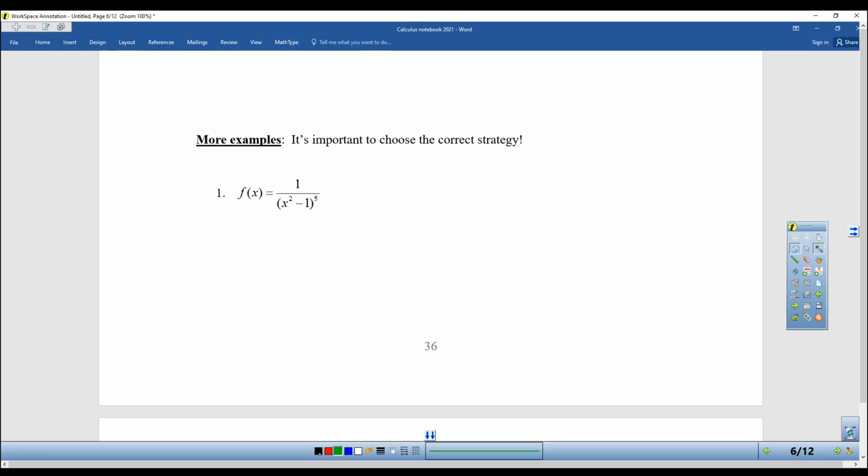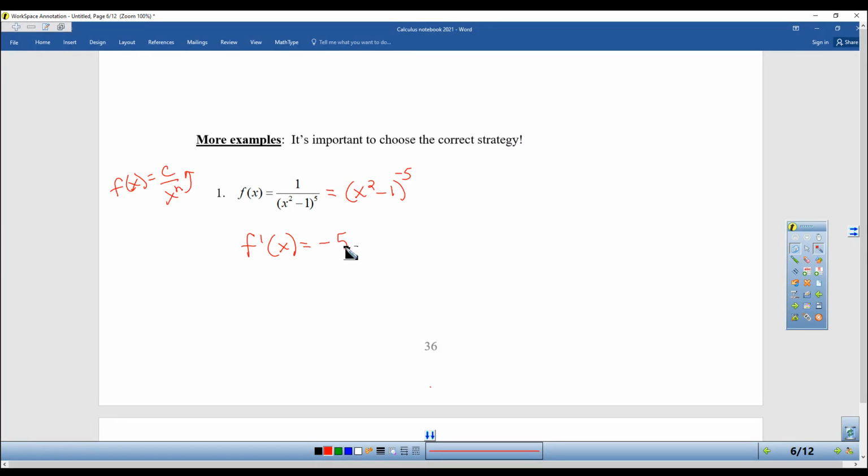So on number 1, my first step would be to change it. You might have used quotient rule. You can do that, but I personally think it's easier to change it to x squared minus 1 to the negative 5. Whenever I have the form some constant over a power, I always move it to the top and make it negative. And now my derivative is pretty easy.